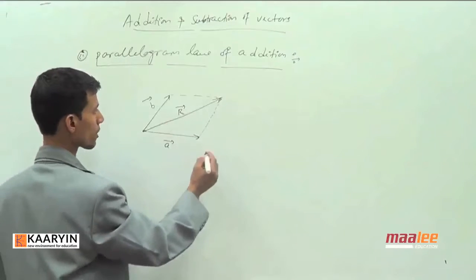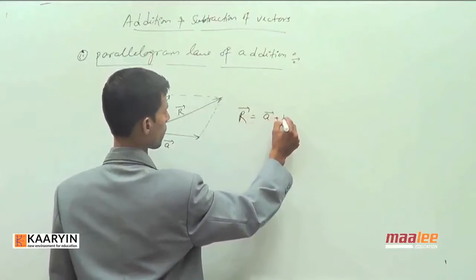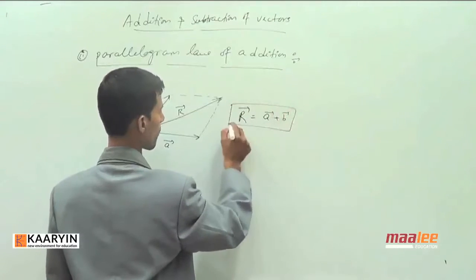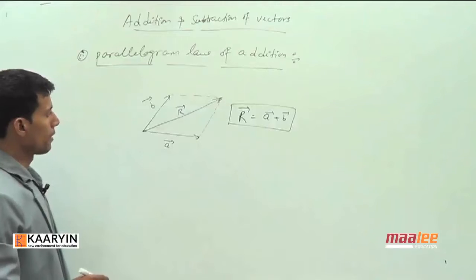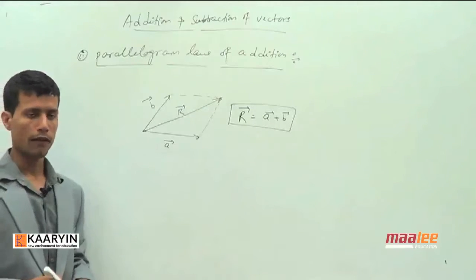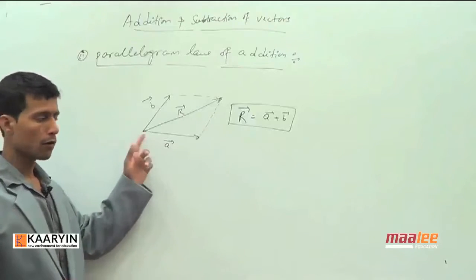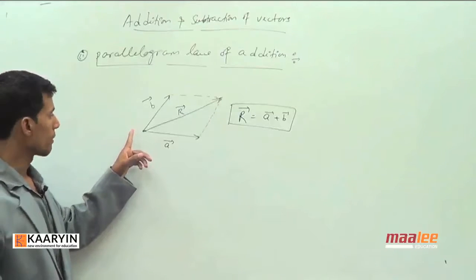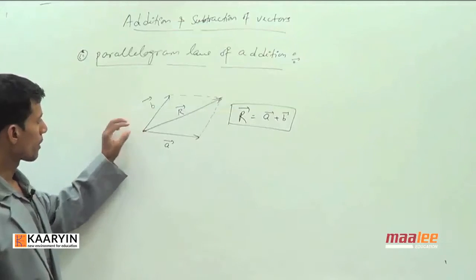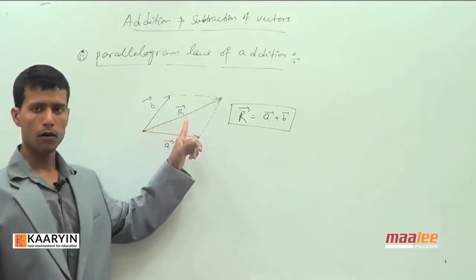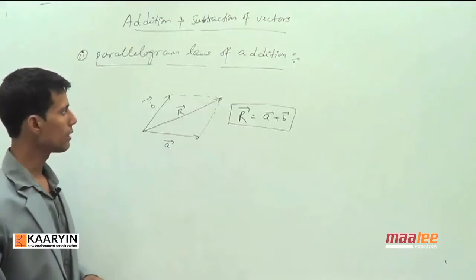So this is the second way of finding the resultant or summation of the two vectors. It is called the parallelogram law of addition. In the parallelogram law of addition, we have to take both vectors such that they are meeting at their tails. Then the diagonal of the parallelogram will give us the resultant or summation of the vectors.